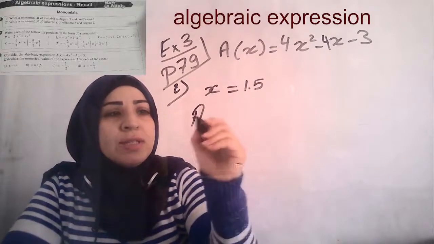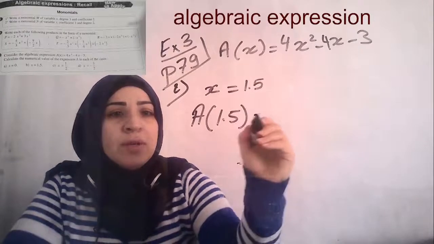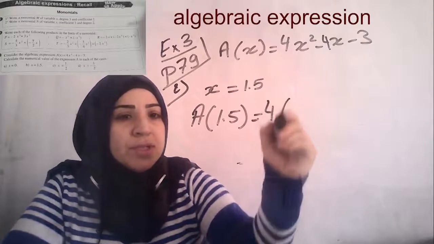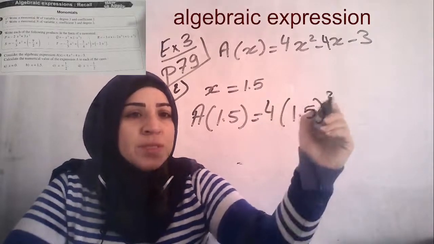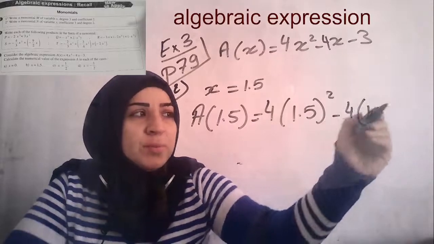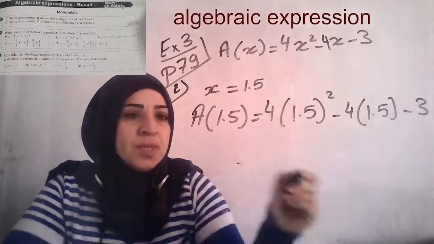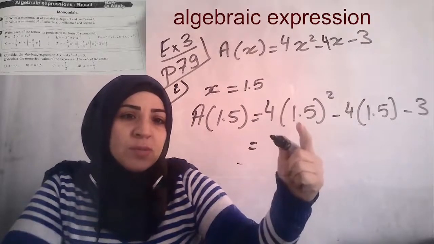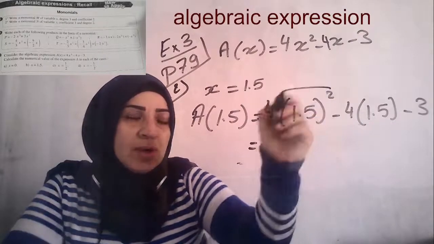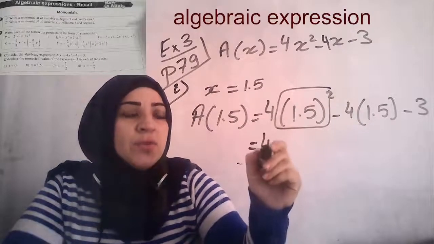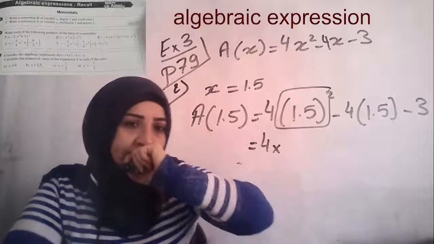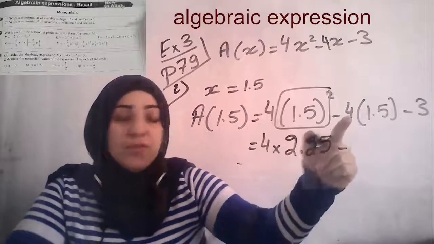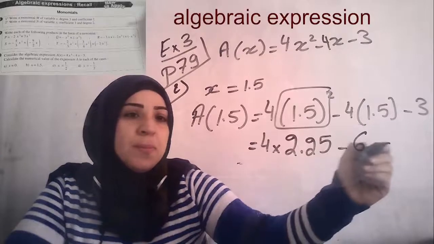So I have to find a of 1.5. What should I do? Let's replace x by 1.5. So it's 4 into 1.5 squared minus 4 into 1.5 minus 3. Okay, by applying priority rules, exponent has more priority than multiplication or subtraction, so I have to start with it. Equal 4 times 1.5 squared, which is 2.25, minus 4 times 1.5 is 6, minus 3.